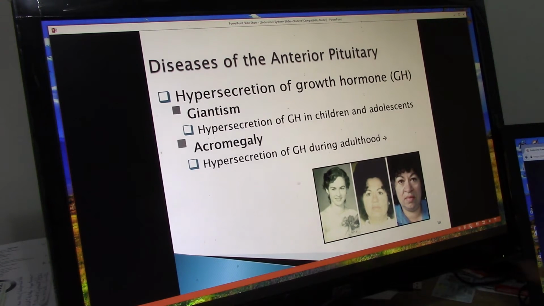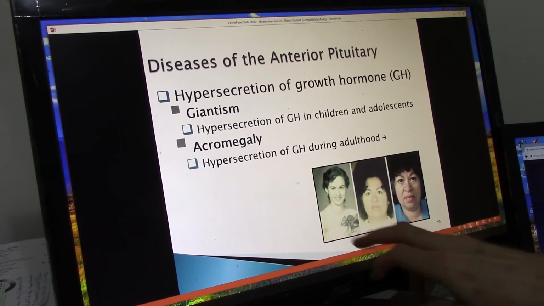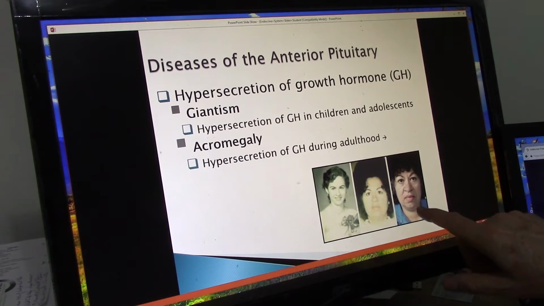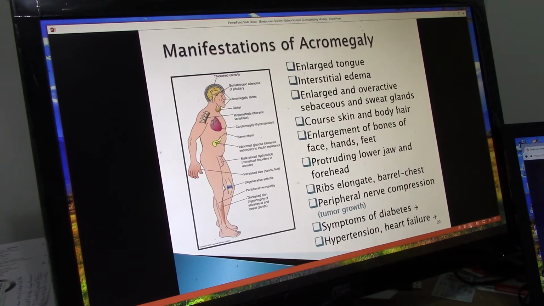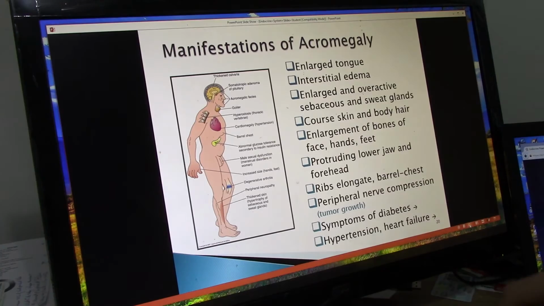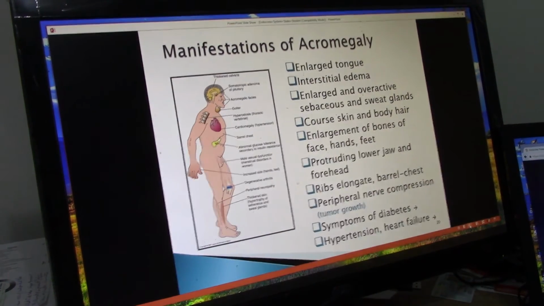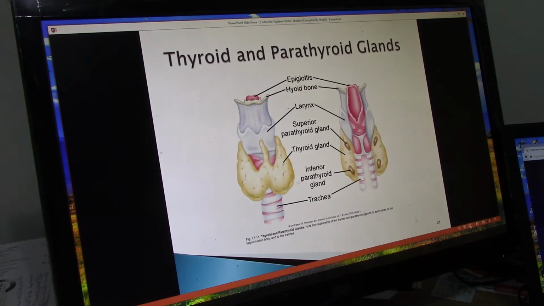Okay. And you'll notice the change here in this patient. You can see the change during her adolescence and young adulthood, but as she moved into adulthood, of course, the features became thicker and thicker. These just show you some of the manifestations of acromegaly, and you can read all through those. I think you'll get the idea that just in general, the body has too much growth stimulus, and it becomes thickened in adulthood.